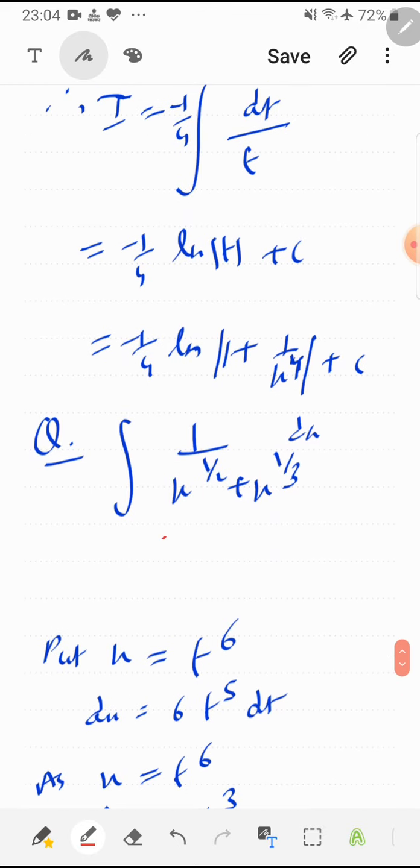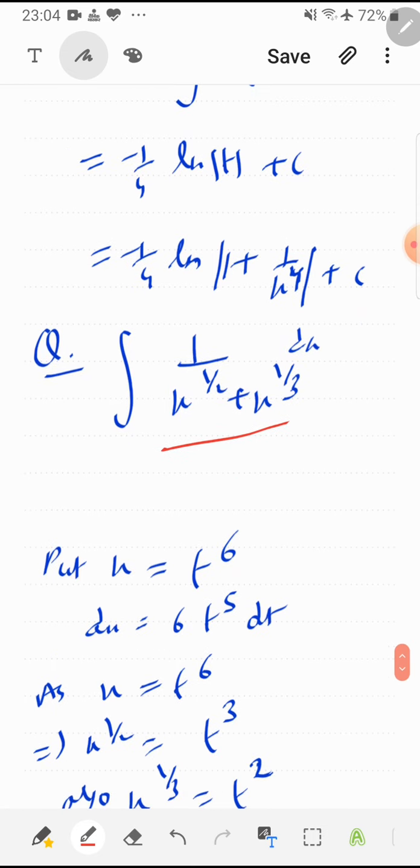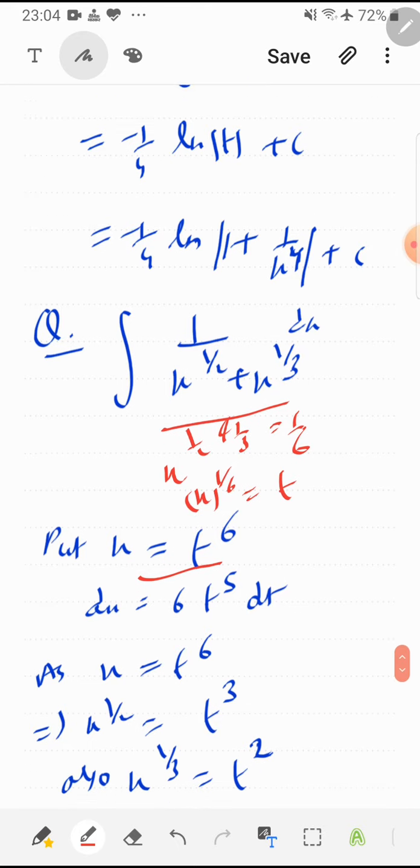Next question is again very interesting. It is 1 upon x raised to the power half plus x raised to the power 1 by 3. Here we try to put x as the LCM of 1 by 2 and 1 by 3, which is 1 by 6. So x raised to the power 1 by 6 should be substituted as t, so that x is equal to t raised to the power 6. So dx is equal to 6 into t raised to the power 5 dt.